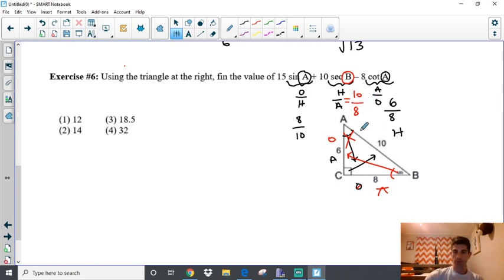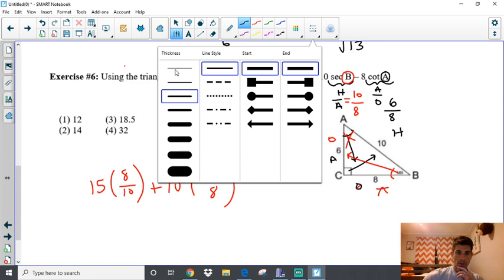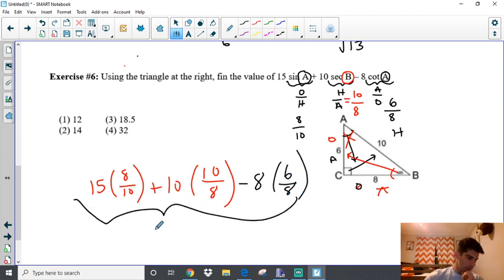So be careful. If I'm going to neaten this all up, I'm going to rewrite it. I'm going to do 15. Now it says sine A, but I just converted sine A into 8 over 10. Then I'm going to do plus 10, and then it says secant B, but I just turned that into 10 over 8. Then I have, oh no, I was doing so good. No mistakes up until now, I think. Then I have minus 8 cotangent A. I just turned that into 6 over 8. Throw this whole entire thing into your calculator. You're going to end up with 18.5.